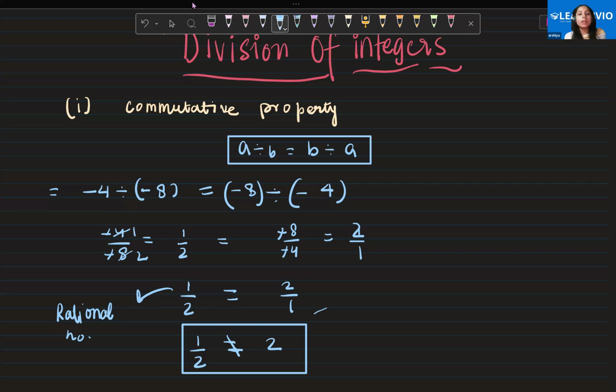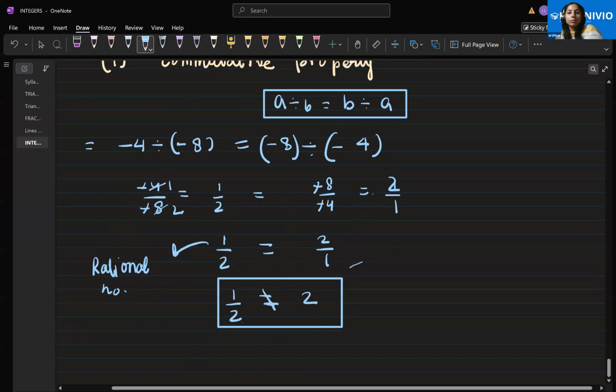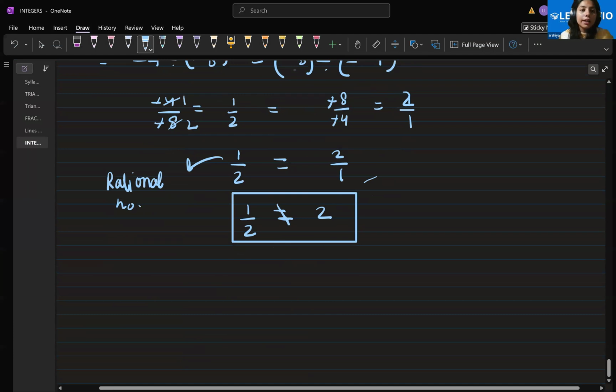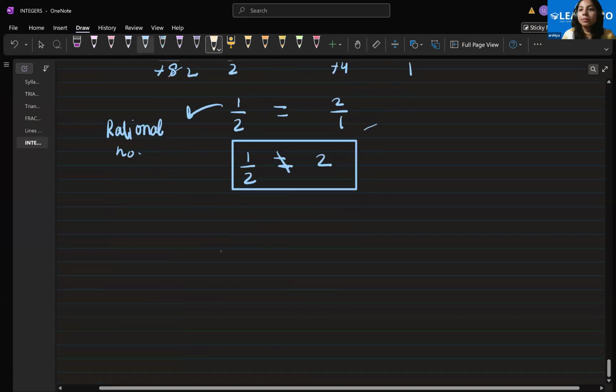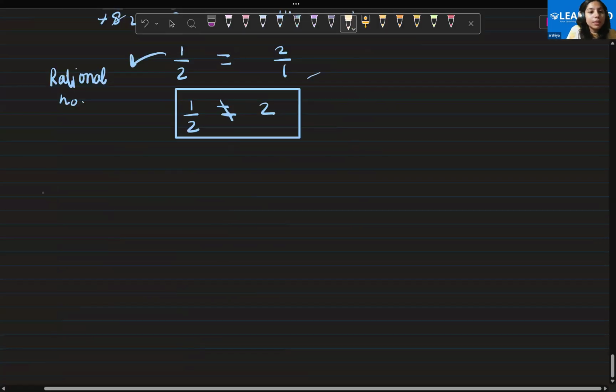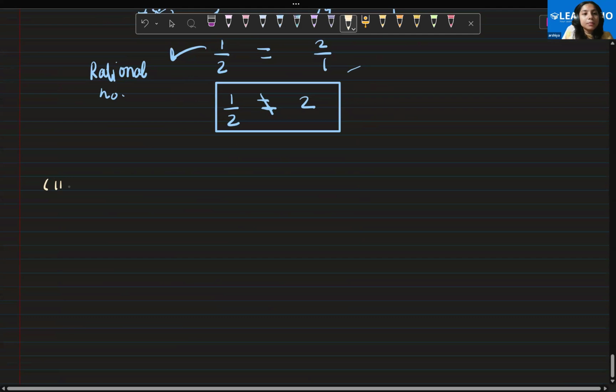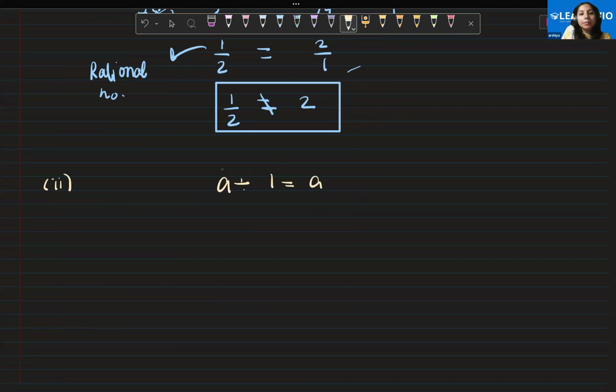And then what will you get if you divide any number by 1, any integer by 1? Will you get the same answer or will you get 0? What will happen? We'll get the same answer. Yes, correct. So that will be the second one. You can just write it like a divided by 1 will be a. Okay, that's it.